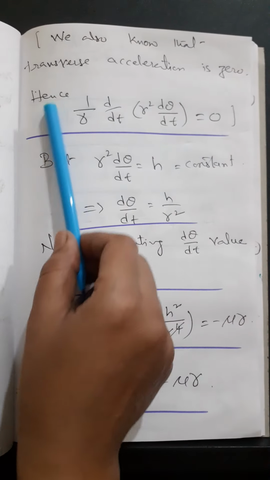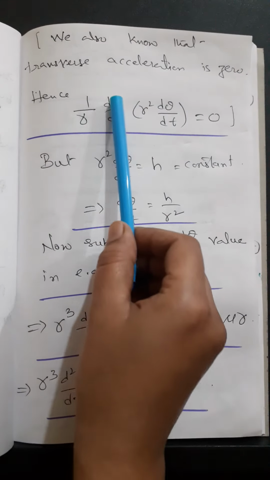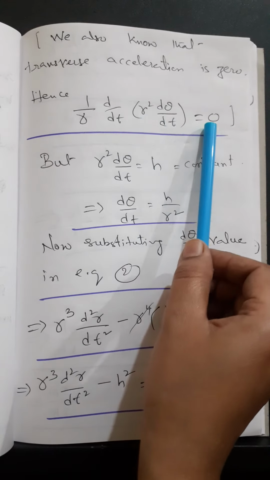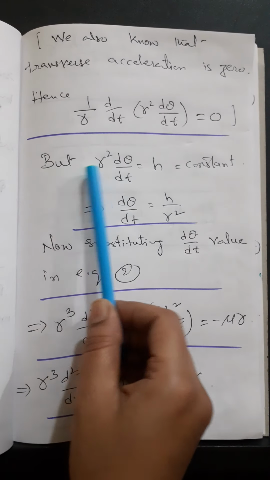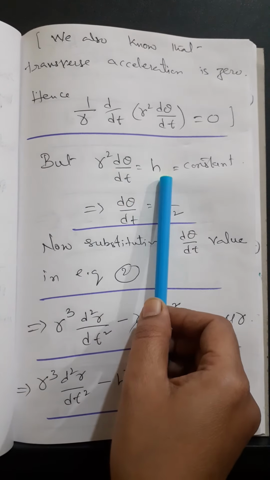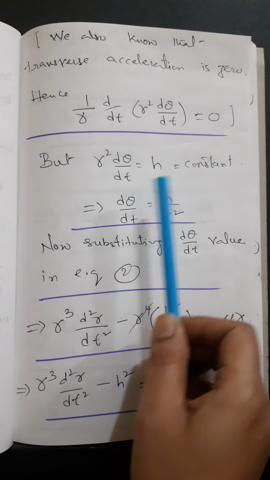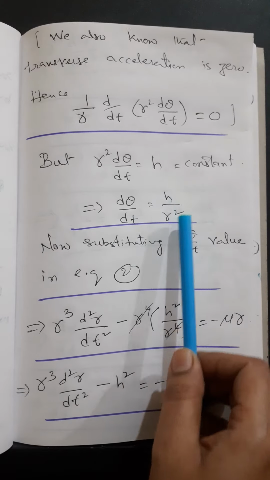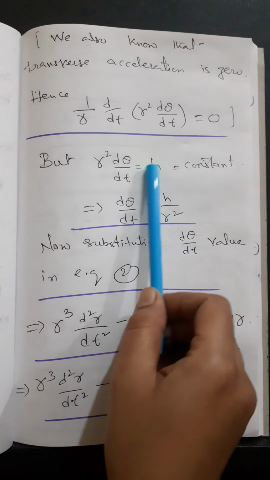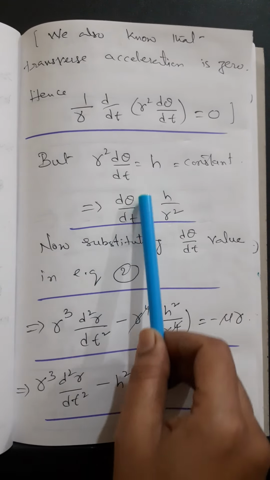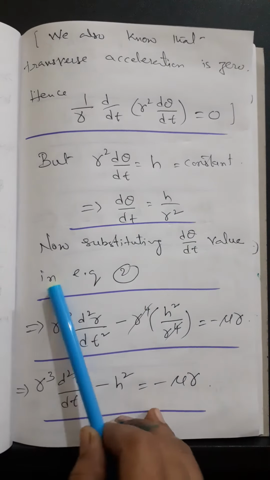We also have to remember this equation: 1 by r d by dt of r square d theta by dt is equal to 0, so r square d theta by dt is some constant. That is all constant, so d theta by dt is equal to h by r square, we can write by this equation. Now substituting the value of d theta by dt in equation number 2.